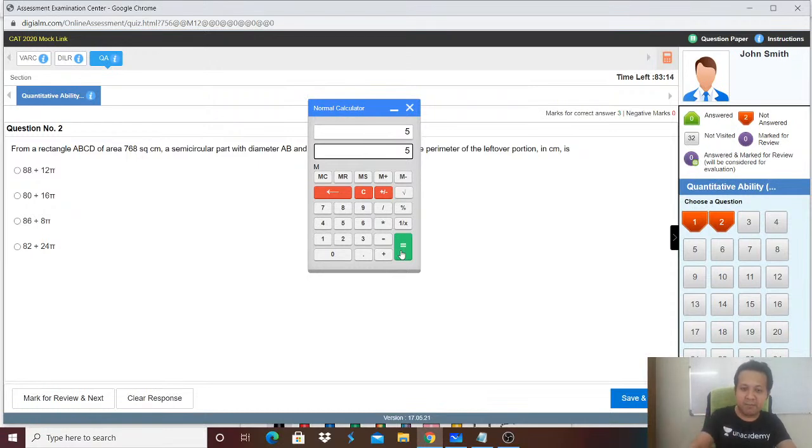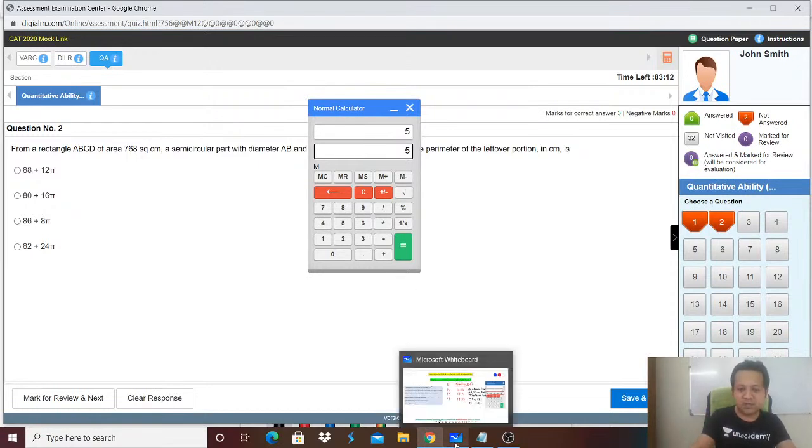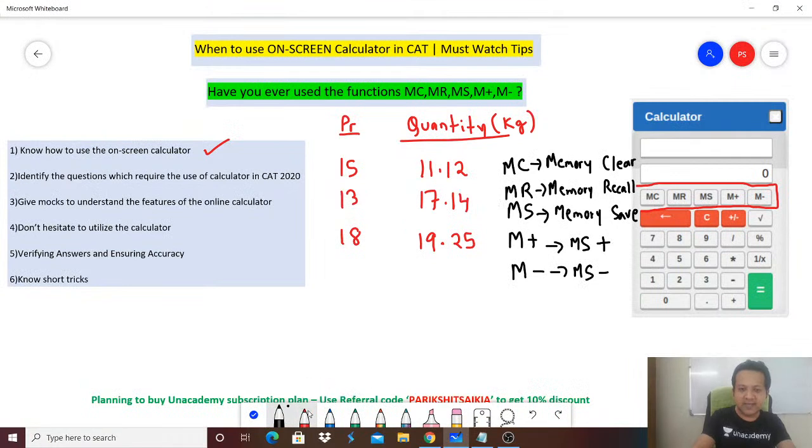M plus, as the name indicates, as I'm going to show you again, what does it indicate? It says that there is some number saved in my memory. So what you are going to do is perform some mathematical operation on it. You can do a plus on it, let's say plus 5. So you don't have to type that number again.